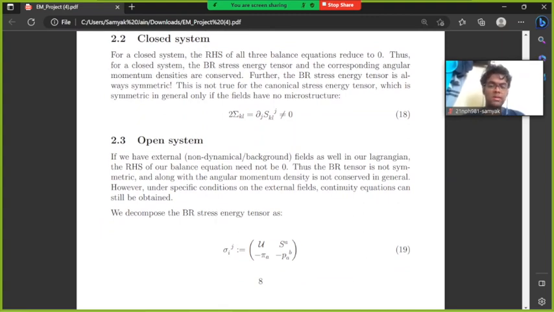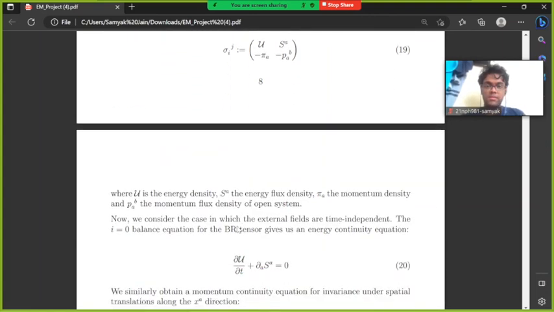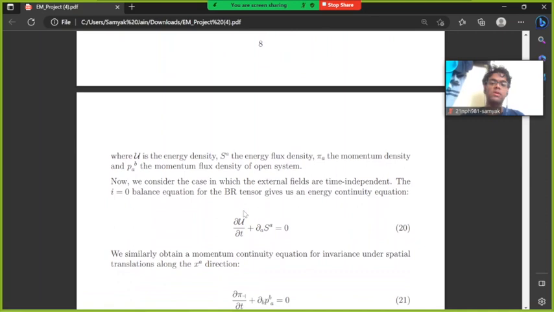We first decompose the BR stress energy tensor in the usual way, where we define the ij element as a flux of the ith momenta along a surface of constant xj. And under this decomposition, the stress energy tensor can be written in the form of equation 19, where U is the energy density and PAB represents the 3 by 3 block matrix inside the stress energy tensor. SA refers to the zeroth row with the spatial components, and pi A refers to the zeroth column with the spatial components. So under this decomposition, we now consider different cases.